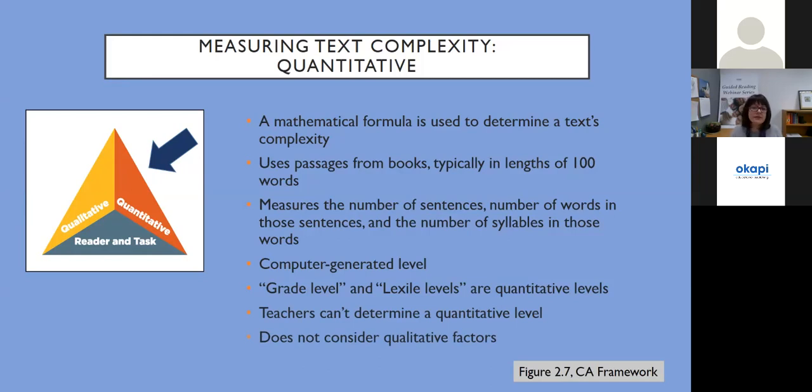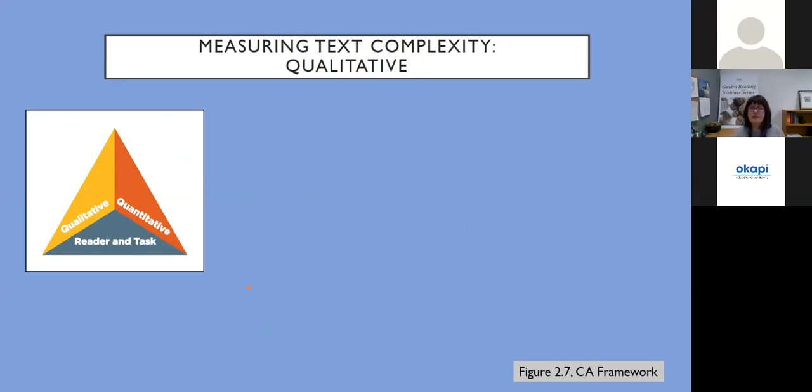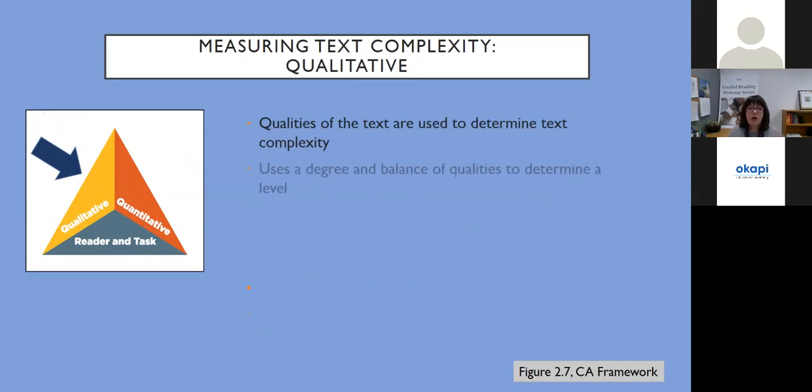And quantitative leveling does not consider qualitative factors when it produces that measure. Qualitative factors are things that are used to look at the degree of the text complexity, and it looks at different qualities. So some of the qualities that get used are, and it uses a degree and balance of the qualities as well.